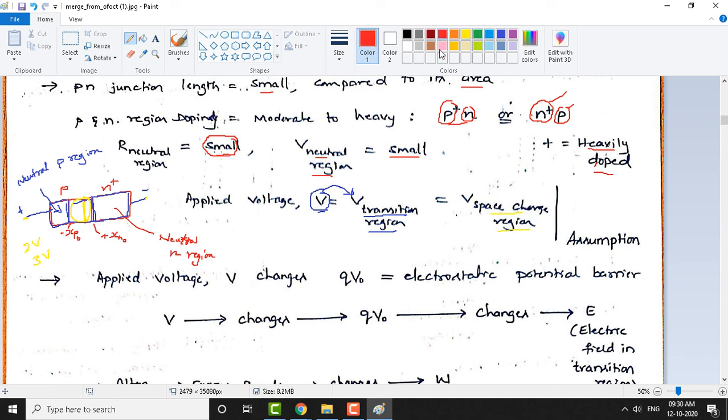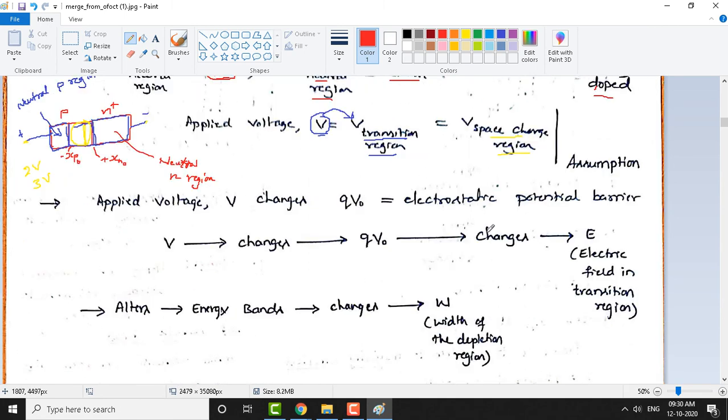This is an assumption we make here. Practically this may not be true, but this is the assumption. You may ask a question: a small drop will happen even in the neutral P region in a practical PN junction, but a significant drop happens in the depletion region or space charge region.